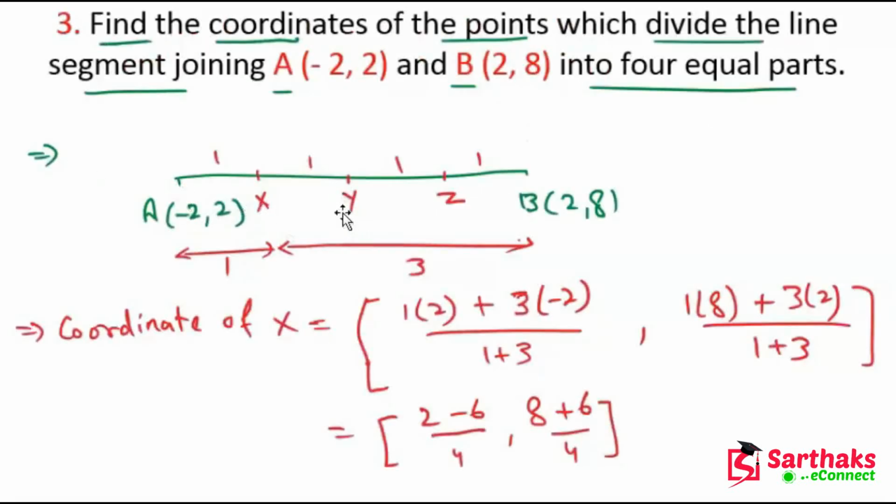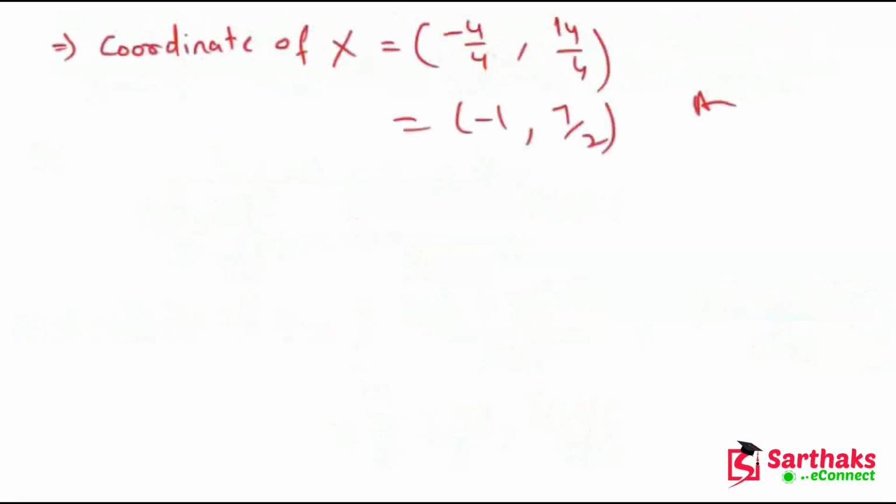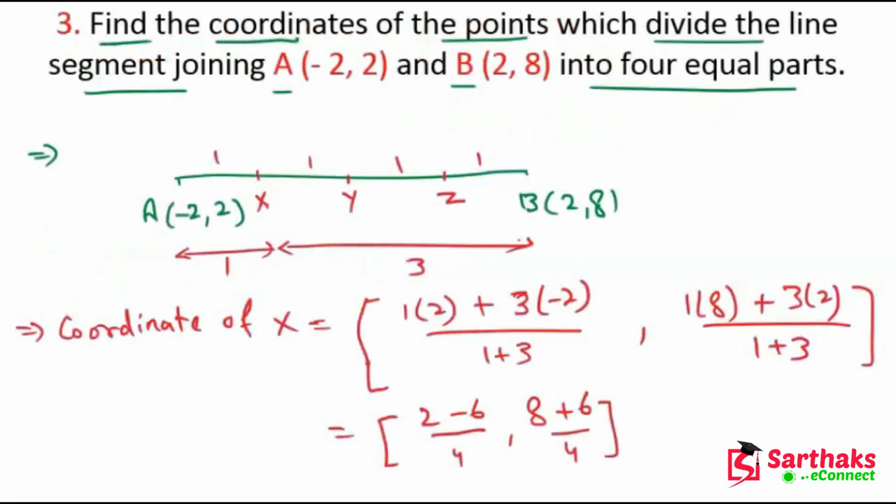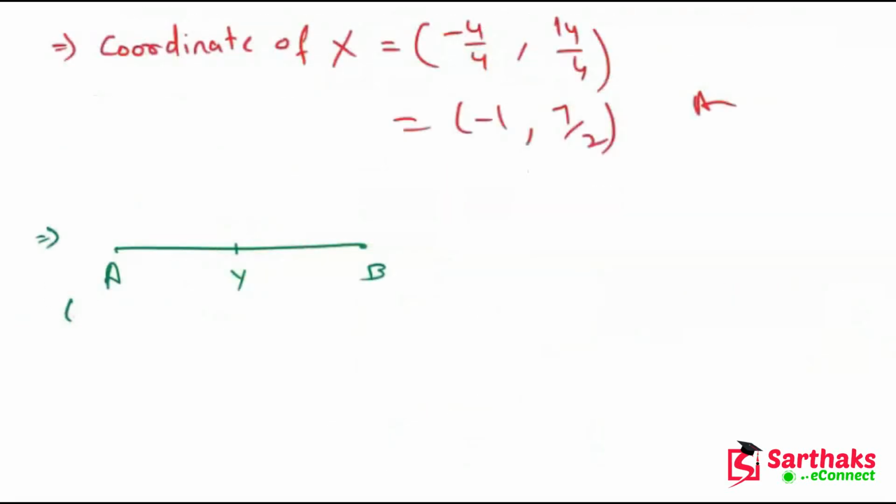So my dear friend, for finding the coordinates of y, it is like this. We have this line. This is A and this is B, and we have to find the y coordinate. So this is the midpoint. And we know the coordinates of the midpoint. These coordinates are minus 2 comma 2, and this is 2 comma 8.